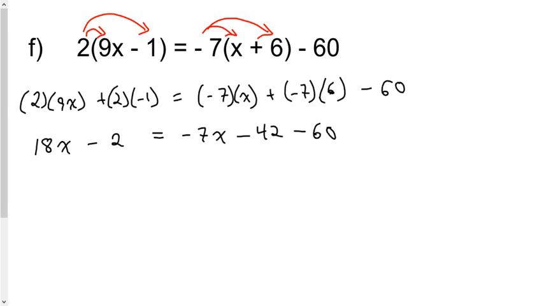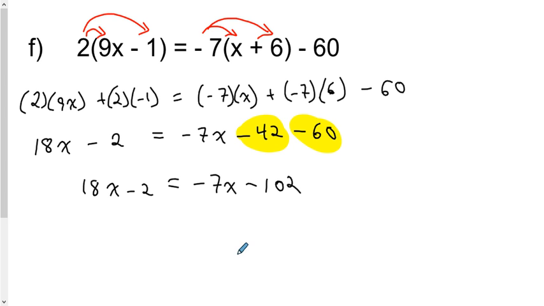Are there any like terms that we can combine? You bet there are, right here. Negative 42 and negative 60. Those are just regular numbers. We can add them together. Let's do it. They're like terms. So we still have 18x minus 2. We still have negative 7x. And negative 42 and negative 60 is going to be negative 102. Okay, so far so good.